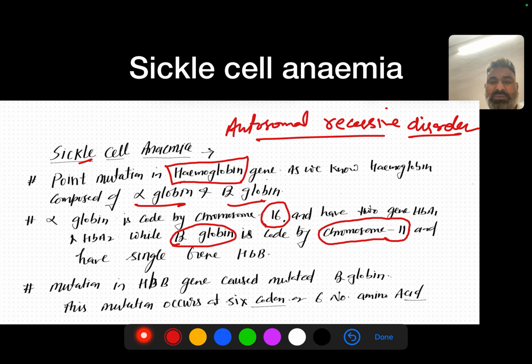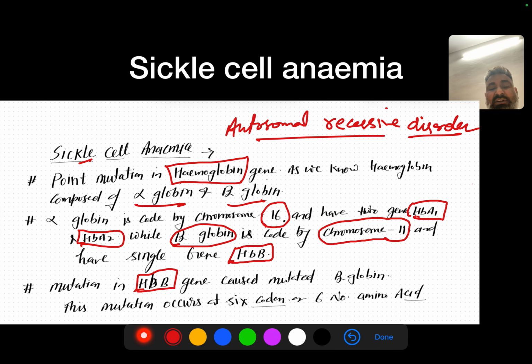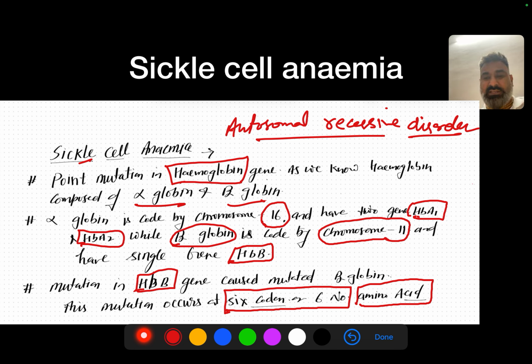For alpha globin, there are two genes known as HBA1 and HBA2, while the beta globin is coded by HBB, and it is a single gene. When a mutation occurs in this HBB gene, it causes sickle cell anemia, and this mutation occurs in the 6th codon of this gene, or if we talk about the protein peptide, the 6th amino acid is changed during sickle cell anemia.